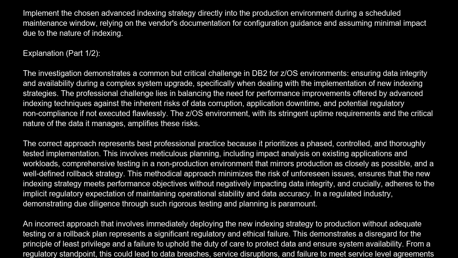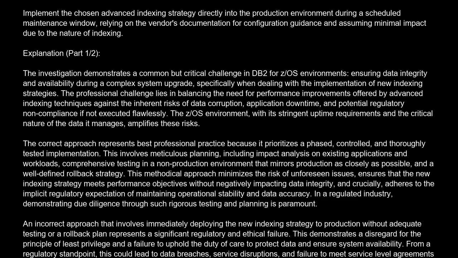The correct answer is A. Implement the chosen advanced indexing strategy directly into the production environment during a scheduled maintenance window, relying on the vendor's documentation for configuration guidance and assuming minimal impact due to the nature of indexing.